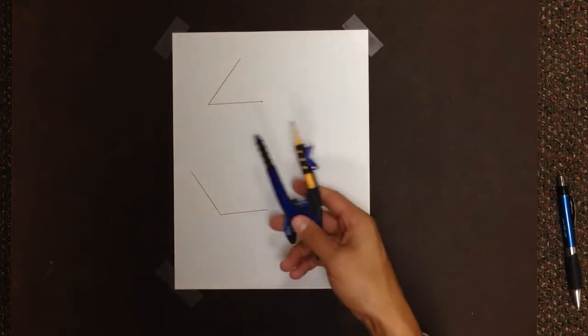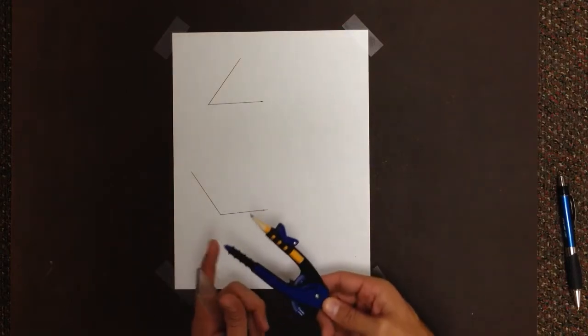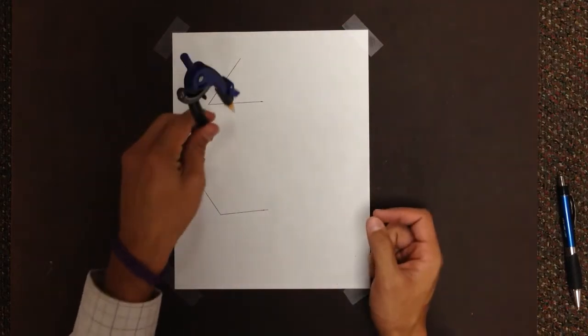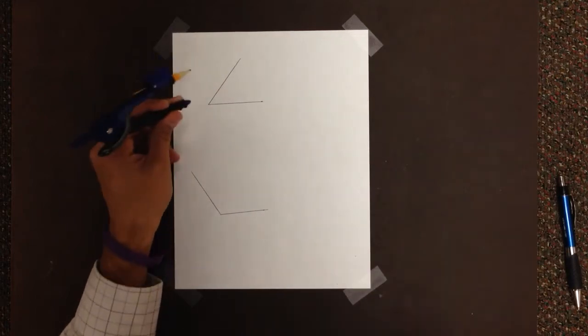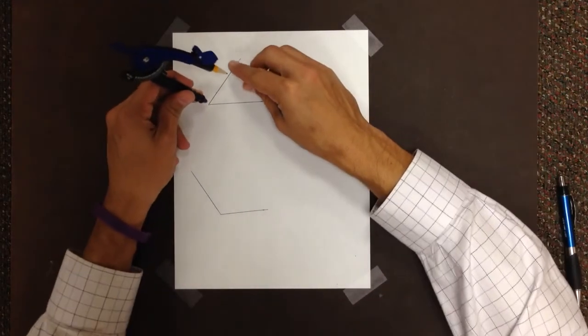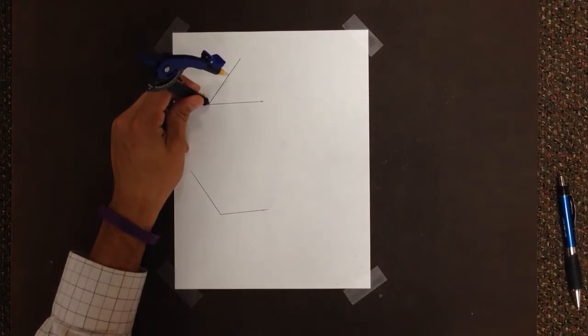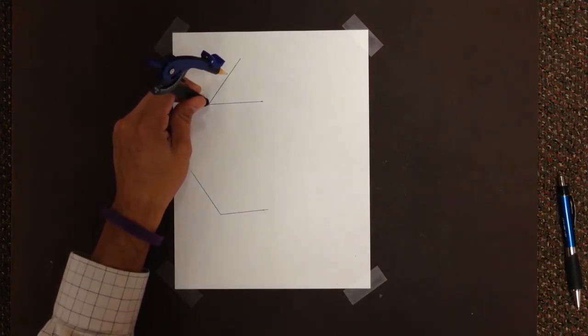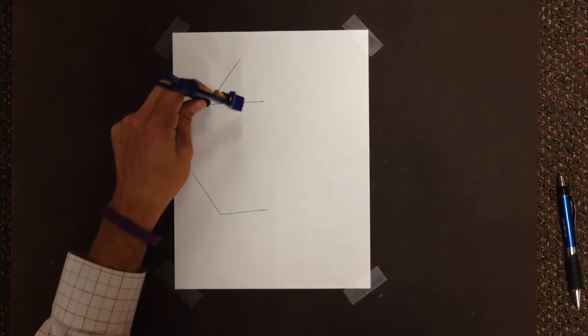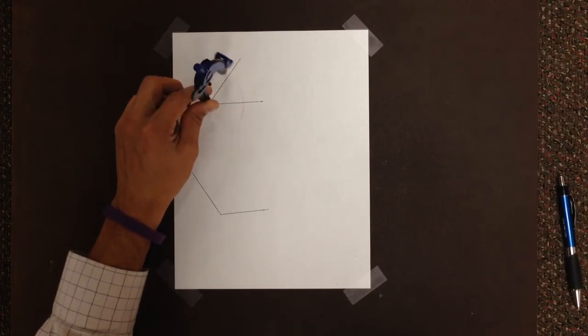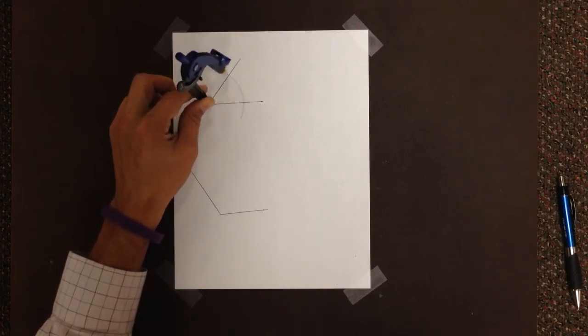It's really very simple. I'll take my compass, put the non-pencil end on the vertex, and I'm going to work with just my acute angle for right now. I'm going to extend it to really any length, as long as it's kind of in the middle of the angle that has been provided to me. And I'm just going to draw an arc that crosses both rays of my angle, like so.